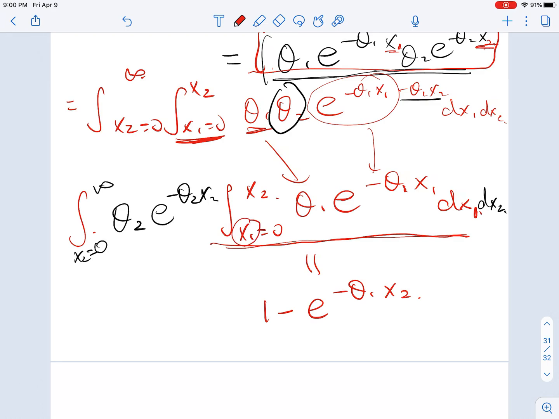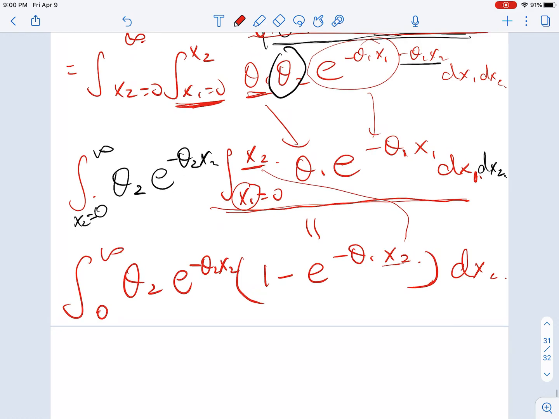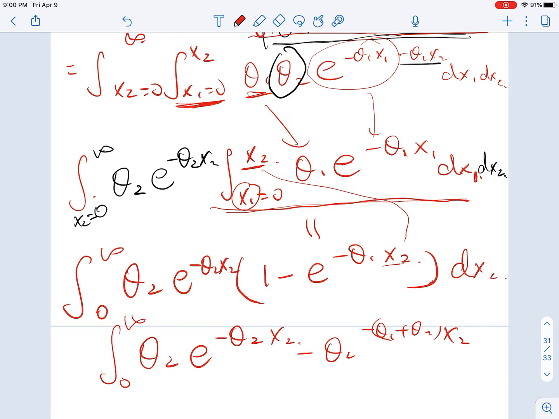So I integrate x1 with the upper bound being x2. After the integration, it's a function of x2. Now let's put the parenthesis here: theta 2 e to the negative theta 2 x2, integrated from 0 to infinity, dx2. Again, this is a pretty straightforward integration. Let's simplify that a little bit. We get theta 2 e to the negative theta 2 x2 minus theta 2 e to the negative (theta 1 plus theta 2) x2. This is the integration we want to do.